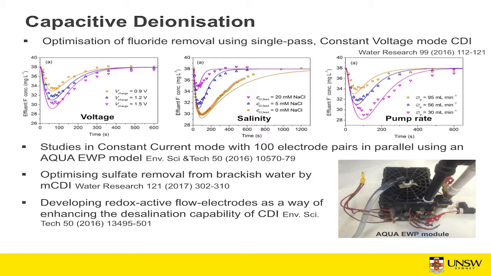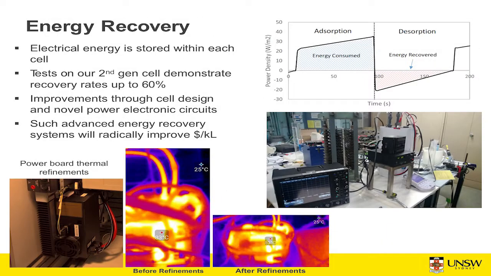The other cool thing about CDI is the potential for energy recovery. During the desorption stage, the system works as a capacitor, and if we can recover that energy, which our second generation cells are now recovering up to 60%, and through some novel cell designs and power board manipulation, reducing heat outputs, we can really reduce our cost per kilolitre.